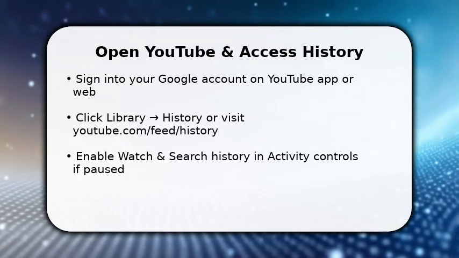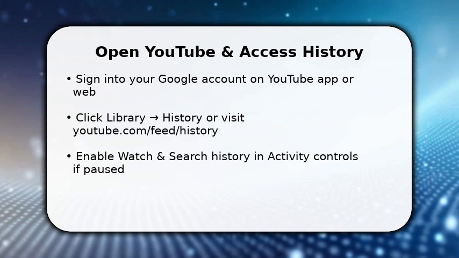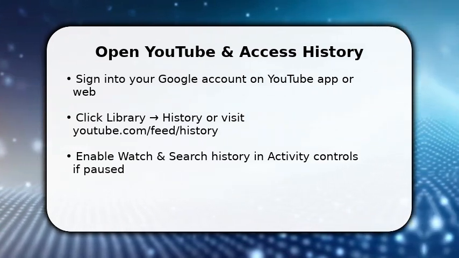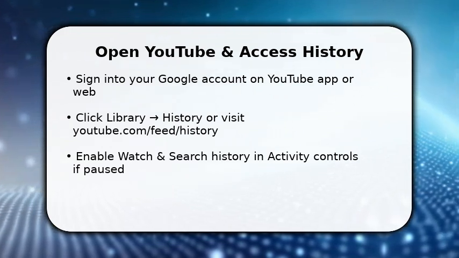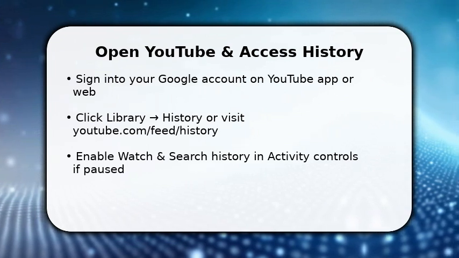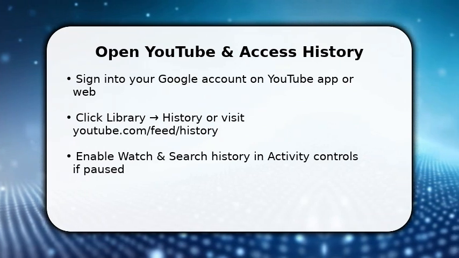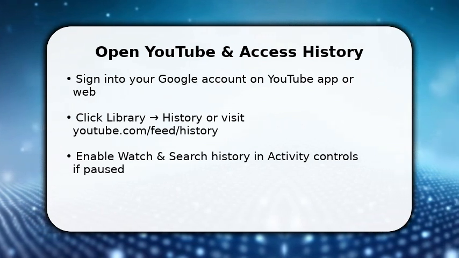You start by signing into the Google account tied to your YouTube activity. Make sure you use the same profile you usually watch with. Once signed in, open Library and tap History, or go straight to the History page. If History isn't recording, check Activity Controls and toggle Watch and Search History on. Doing this now ensures the items you search for will appear. Once done, you're ready to narrow down what you're looking for.